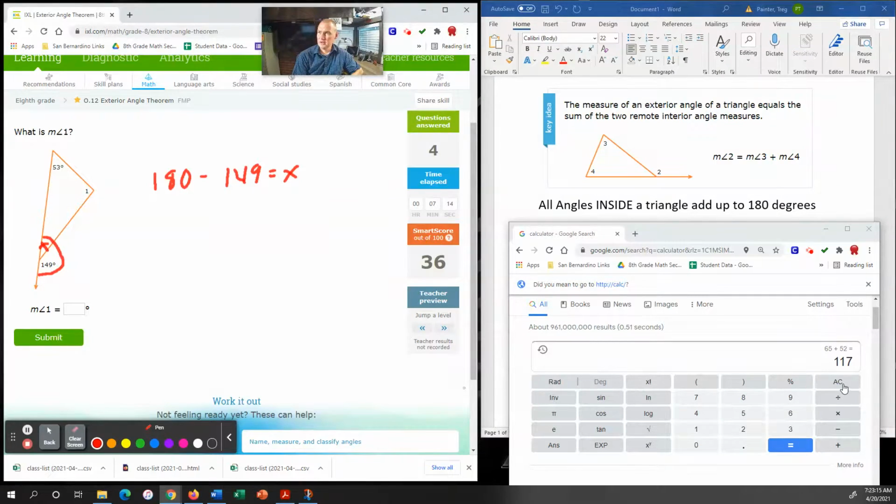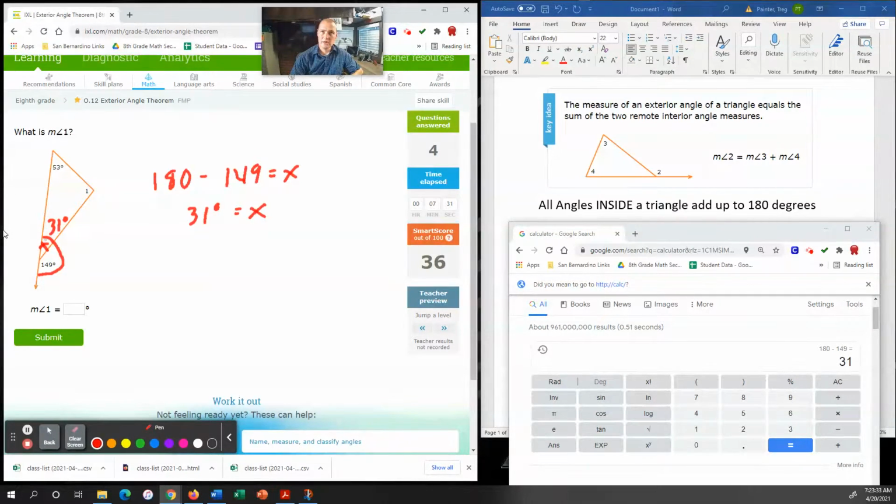And go and solve. We got 180 minus 149. It's going to take us to 31 degrees. So we got 31 degrees here, and 31 degrees equals x.